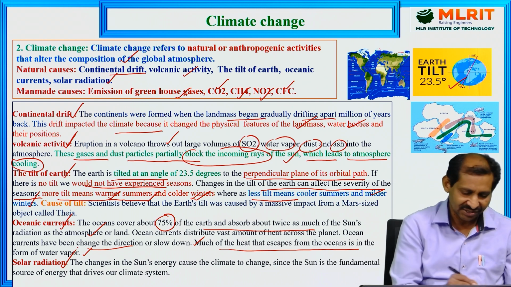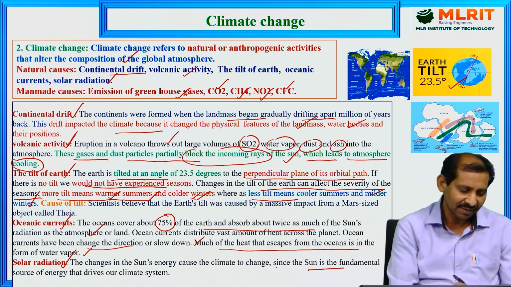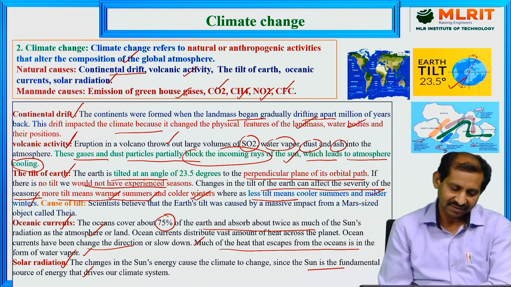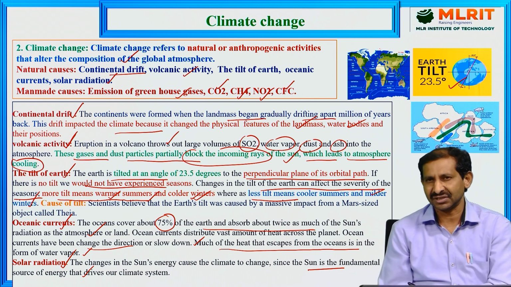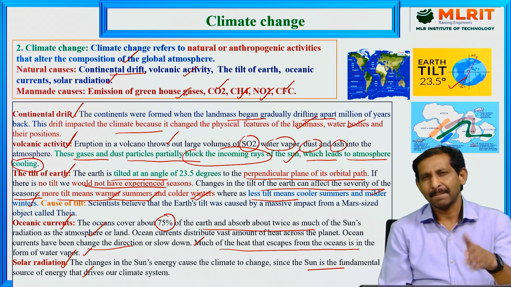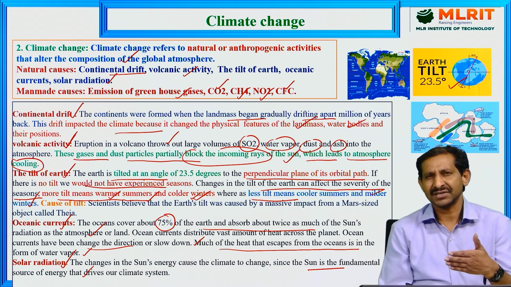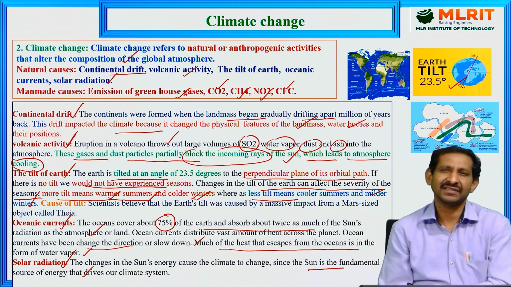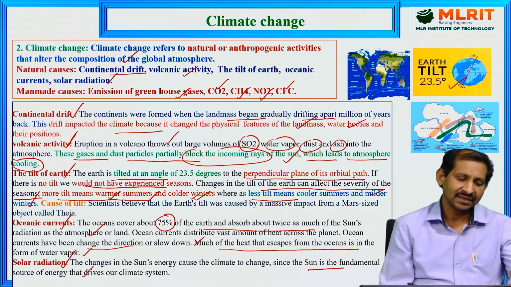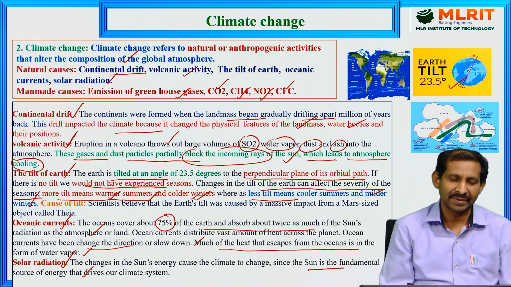Solar radiation: generally, the sun is the fundamental source of energy that drives our climate system. So whether there is more radiation or less radiation, these all influence climate change. These are the natural causes of climate change.